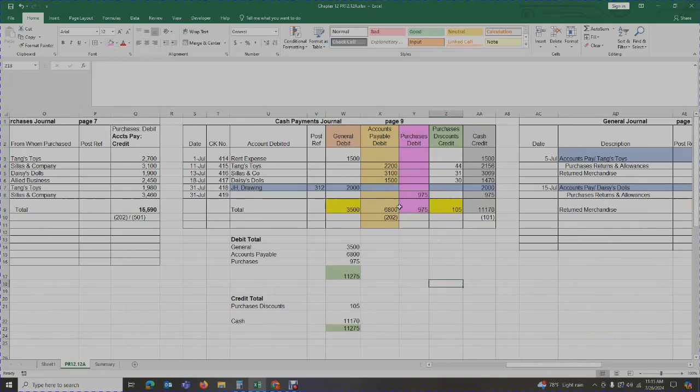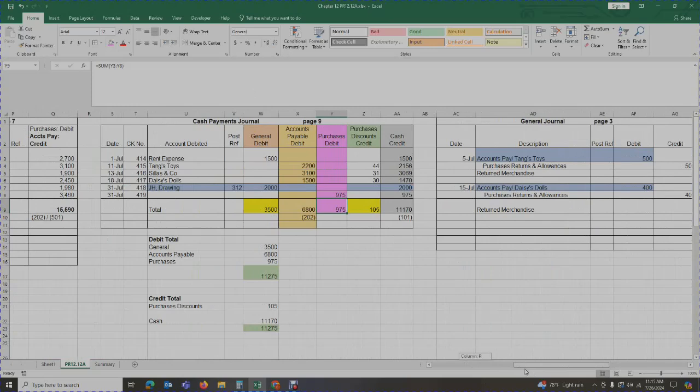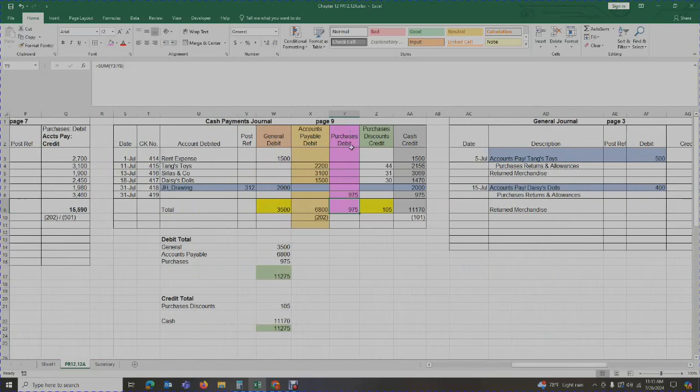Okay, so for purchases, we have a total of $975, and we have a debit to purchases. Now remember, this purchase was made with cash. So the purchases on your purchases journal are your purchases on account. If you make a cash purchase, then that will go under your cash payments journal. And we had one cash purchase of $975.